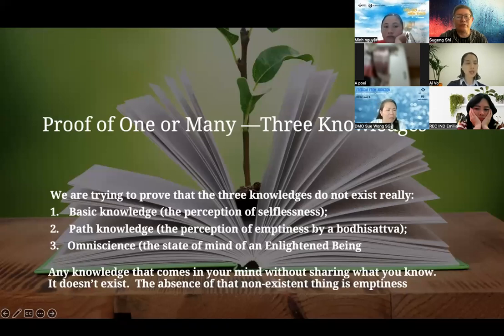So, the proof of not one nor many. The 3 knowledges. The traditional text is using the 3 knowledges, so we are trying to prove that the 3 knowledges do not exist really. When you see this word "really," you know that this is a clue that this is based on the independent branch of the middle way, right?